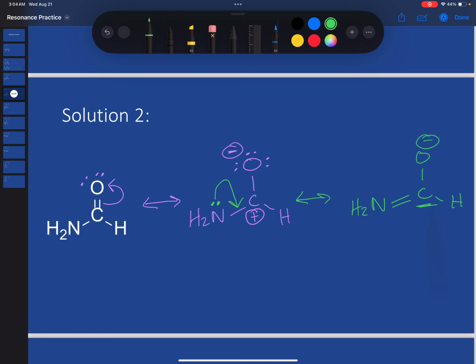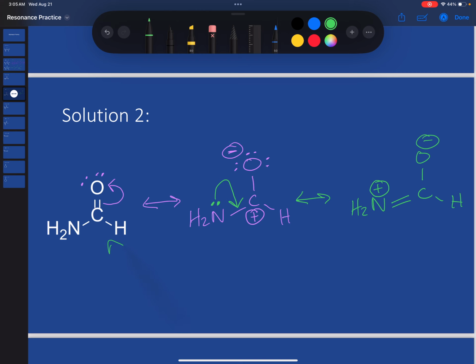But now we see that the carbon should be neutral, but the nitrogen lost its electrons. It now has 4 bonds around it, so this is where nitrogen is going to have a positive charge. And so these are the different resonance structures I could have drawn for this compound. Again, I only asked for one.